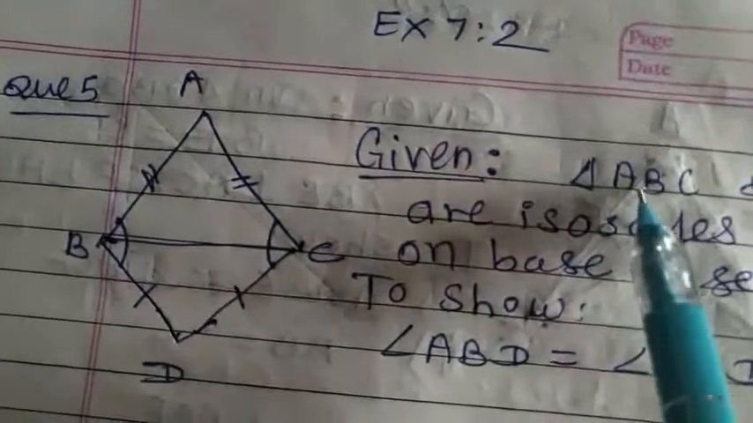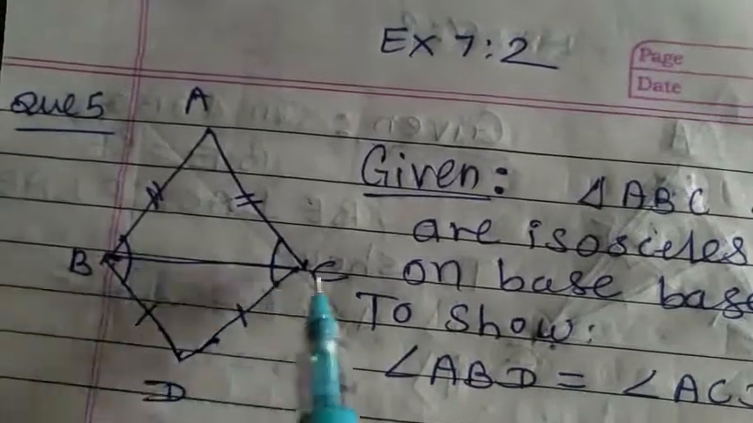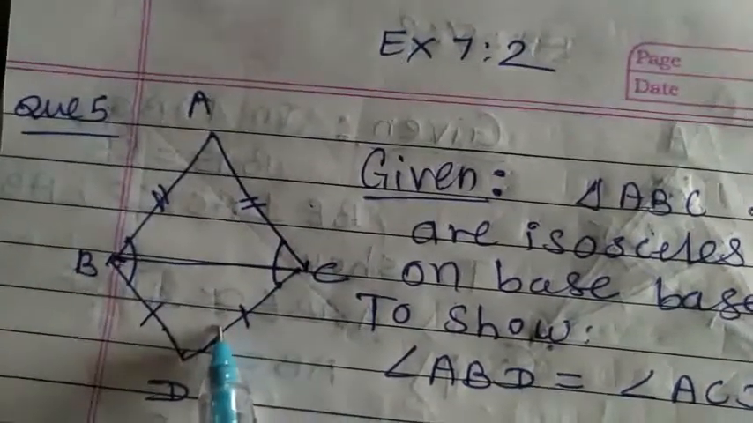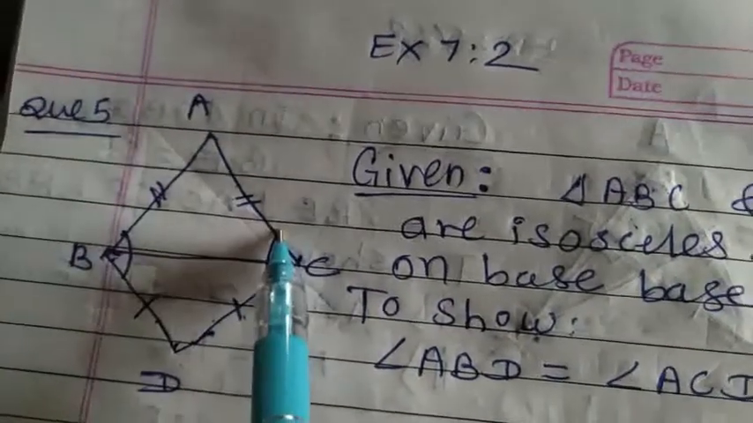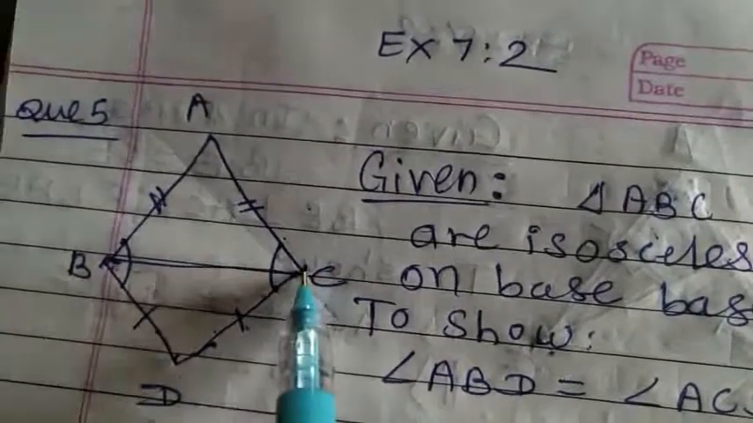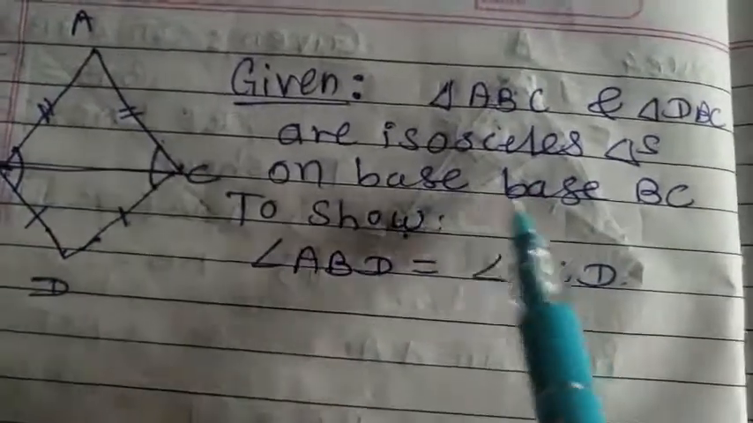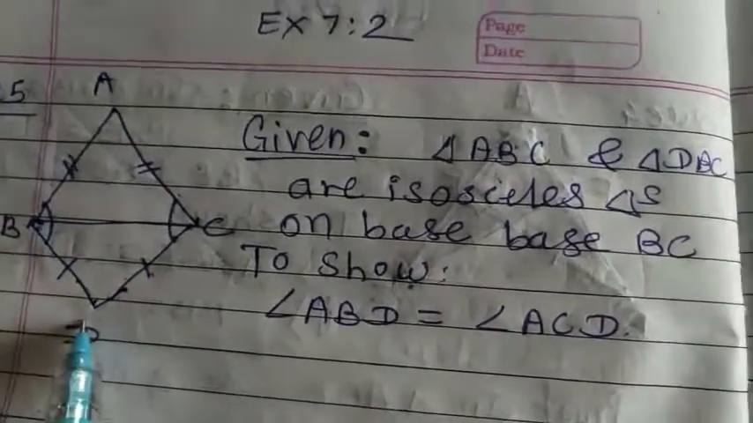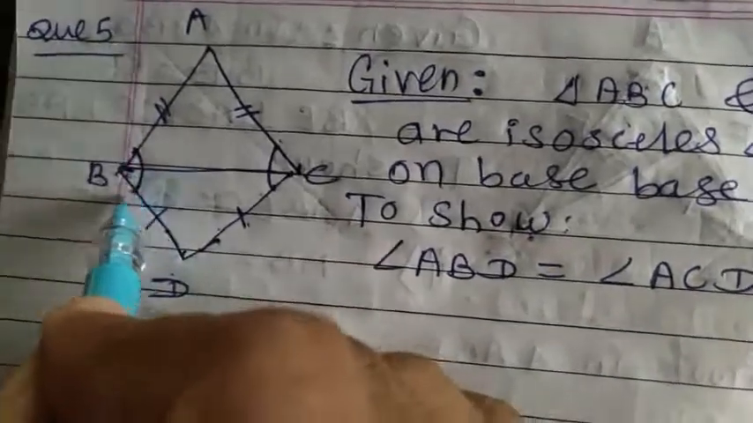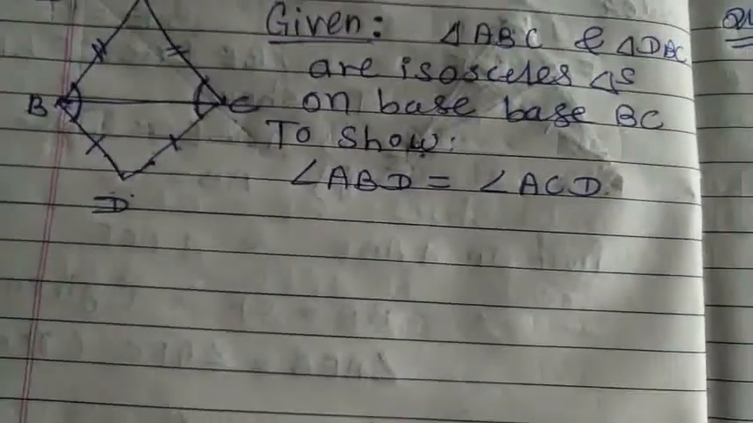Now next question, exercise 7.2, question number 5. See the figure. Triangle ABC and triangle DBC. Both the triangles are isosceles triangles, meaning in triangle DBC, DB is equal to DC, and in ABC, AB is equal to AC. These two sides are equal, and BC is the common base for both the triangles. These things are given. And we have to show that angle ABD and angle ACD are equal. Very simple proof.